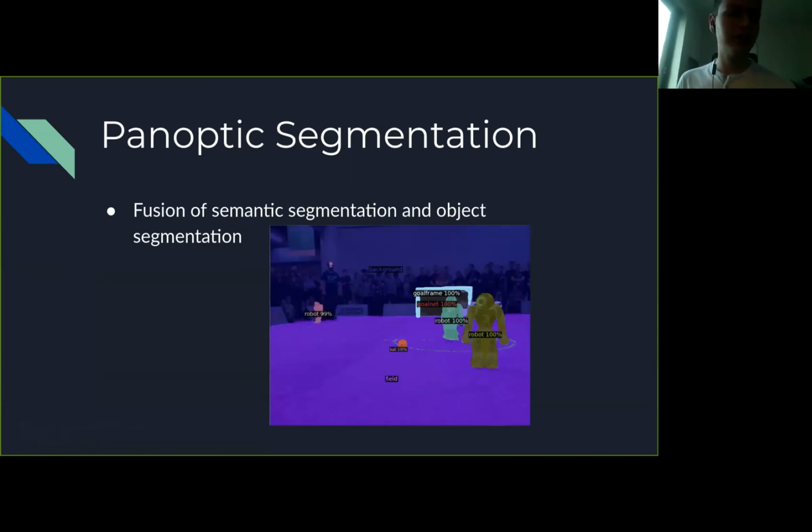And here's a little preview of things I haven't run completely yet, which is supposedly much better: Panoptic segmentation, which does semantic and instance segmentation at the same time. But I don't have the results for that yet, so I couldn't present them. And I think that's it.